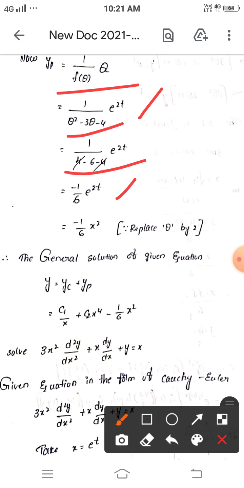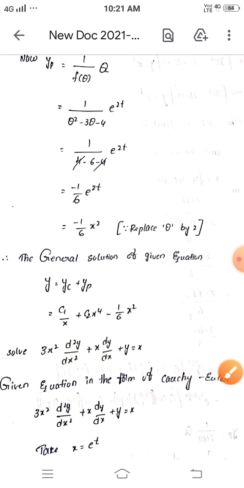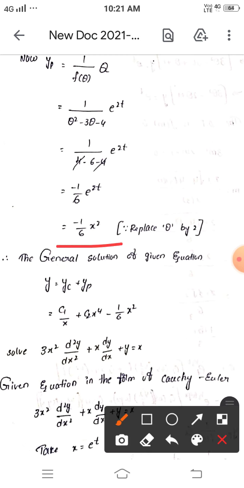We know that e power t is equal to x. So e power 2t is nothing but x square. So minus 1 by 6 x square is the particular integral. So finally, in x, we have the particular integral as minus 1 by 6 x square.